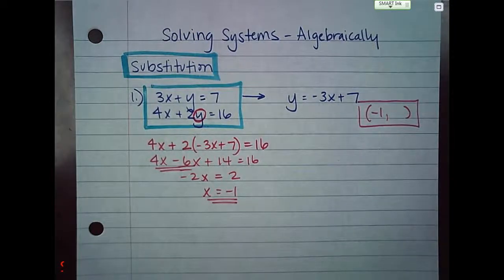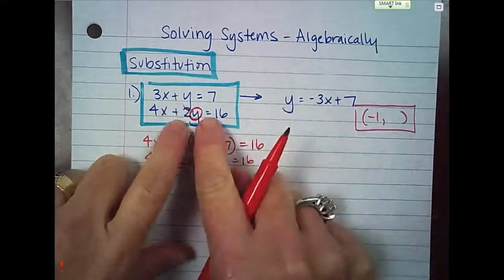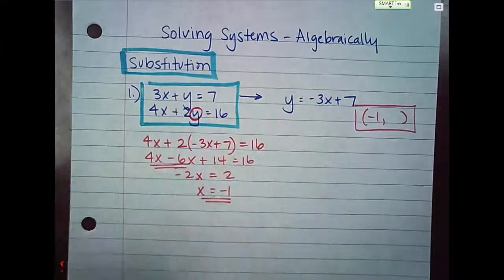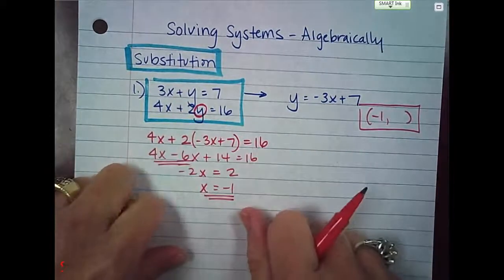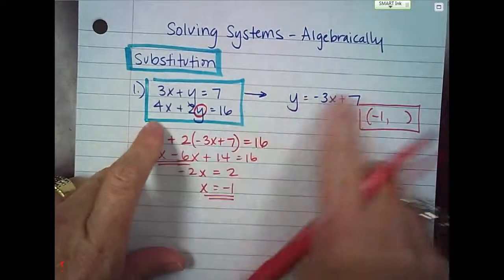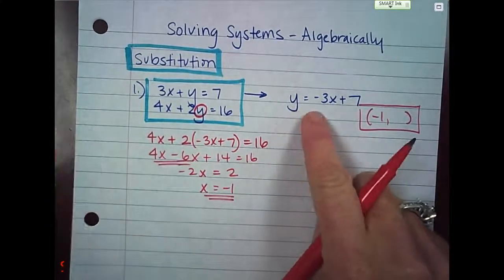Okay? These two are exactly the same line written different. And here's my third line. Where's the easiest place to find y? A, B, or C? Where would it be? Is it A, B, or C? It's B, right? Because it already says y equals.